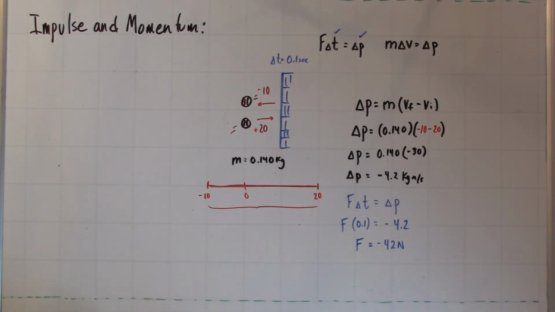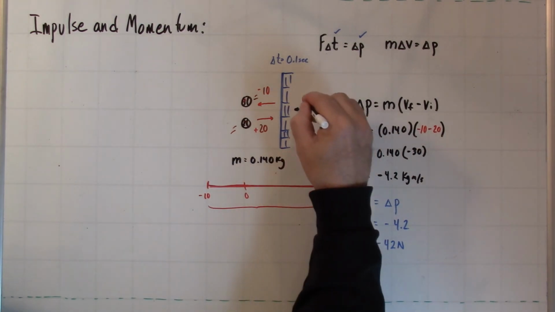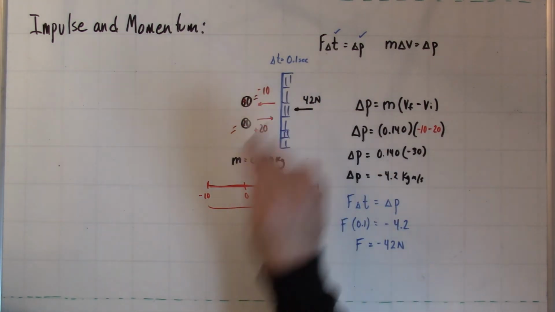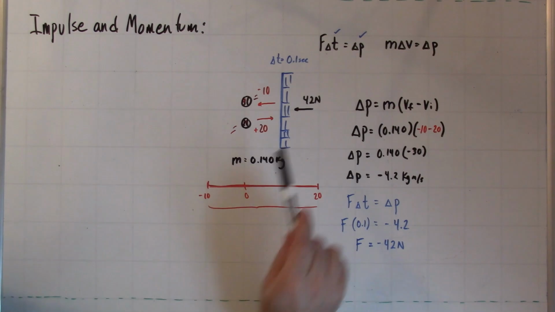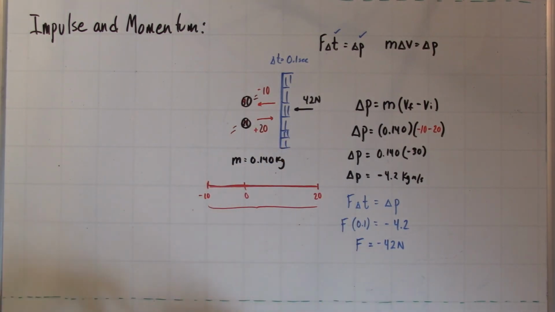Now what does that mean? That means that when the ball was in contact with the wall, the wall was applying a force of 42 newtons, and it lasted for a tenth of a second. Why is it negative? Well, because the wall was pushing it to the left, and so we end up with this. So this is the force of the wall on the ball.